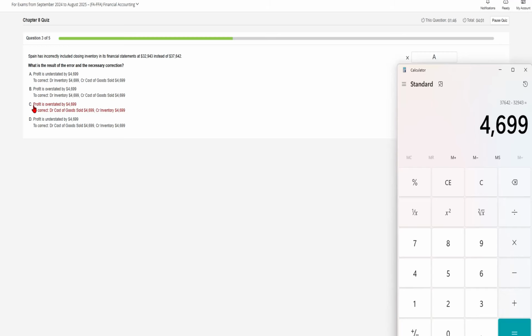Now how do we correct this? Obviously we need to increase the inventory value by debiting inventory and crediting the cost of sales by 4,699. Okay, all right, because inventory is an asset, we need to increase it, so it should be on the debit part.